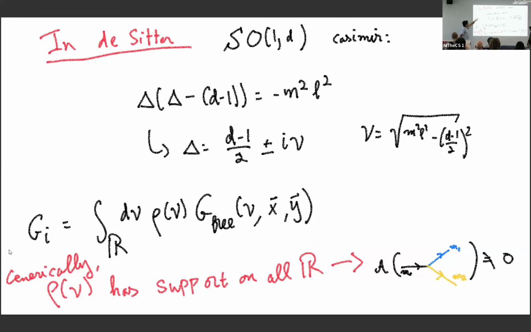In de Sitter, like I reviewed last time, instead of working with m squared, we like to work with this thing called delta. And delta for a massive particle has this form where there's a complex part, nu. And the Källén-Lehmann decomposition in de Sitter, you write it like this: the integral over nu now times a free two-point function. And instead of having a cut, this rho of nu has support on the entire real line. And because there's no cut, that means that this amplitude can be non-zero. That's the argument.